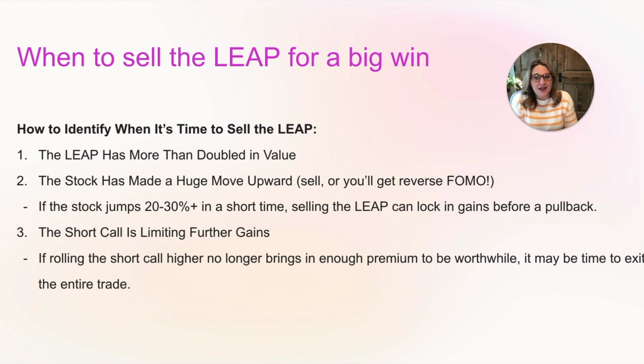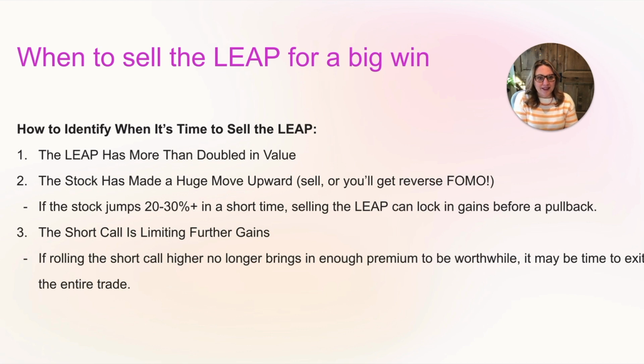Number 2, the stock has made a huge move upward. Sell or you'll get reverse FOMO. That was the thing I was just talking about. If the stock makes a huge move upward, just massive, like the Palantir example I was talking about earlier, those kinds of moves don't always last very long. The only recent move I can think of that went up and just stayed up like that was Nvidia. And you have to go back a long time in history to find another stock like Nvidia, okay? So if that stock dumps afterwards, you're going to get reverse FOMO.